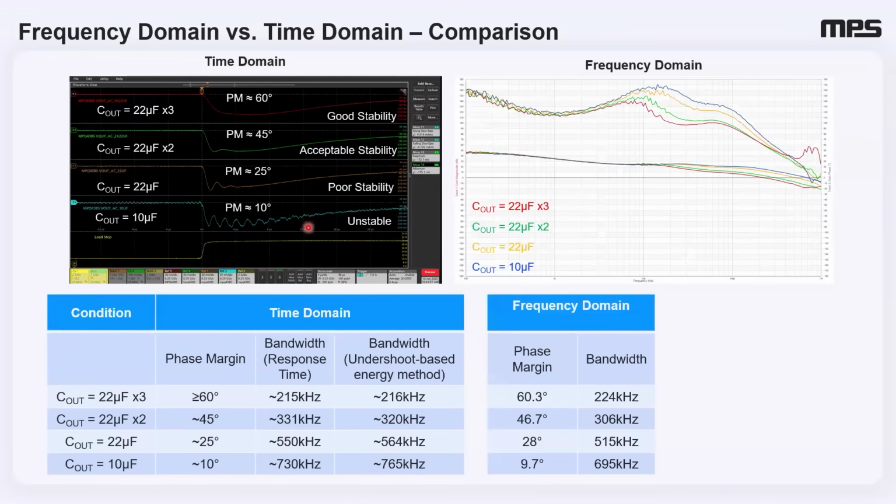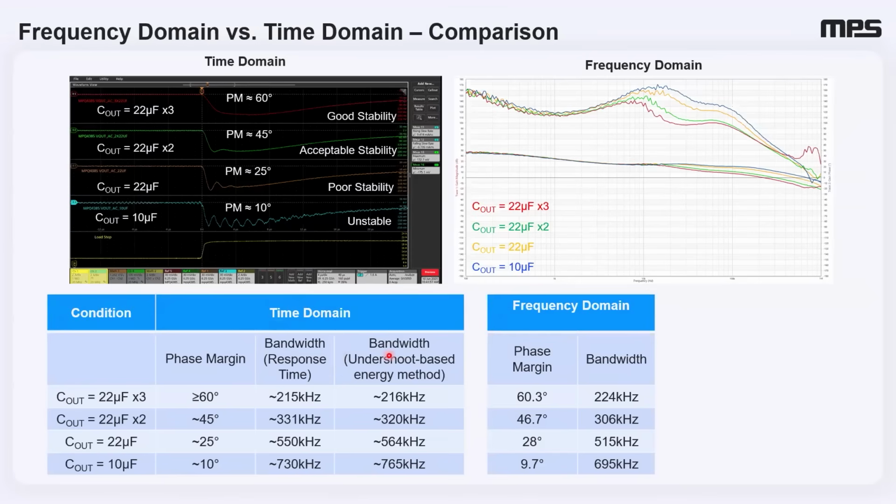On the right, we have the frequency domain plots, and each curve corresponds to the same capacitance cases. As the capacitance increases, the phase margin also increases and the crossover frequency decreases, all consistent with our expectations. So now at the bottom, we can compare our results numerically. We have extracted phase margin and bandwidth from both frequency and time domain.